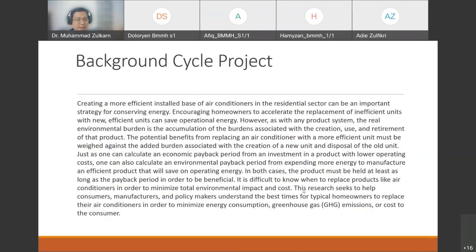This research seeks to help consumers, manufacturers, and policymakers understand the best time for typical homeowners to replace their air conditioner in order to minimize energy consumption, greenhouse gas emission, or cost to the consumer. Okay, this one is one cycle of the project. So you should understand why you should give the product in a friendly environment or green technology.